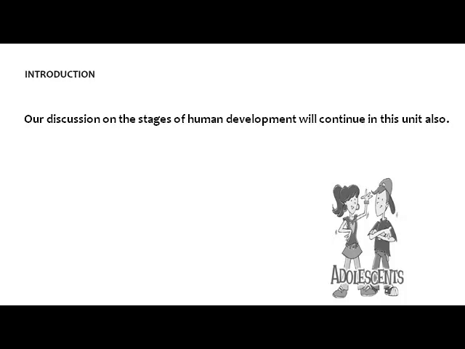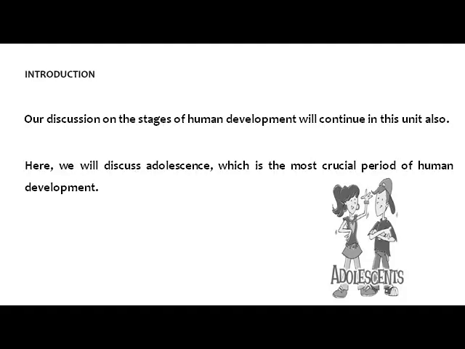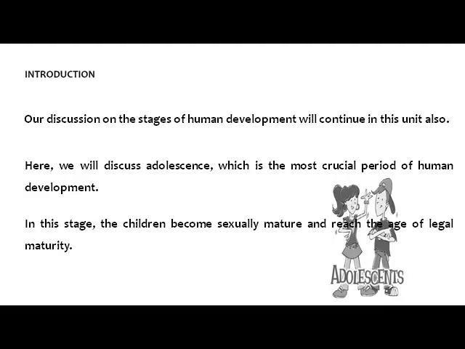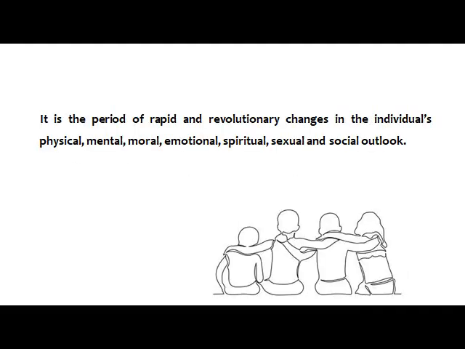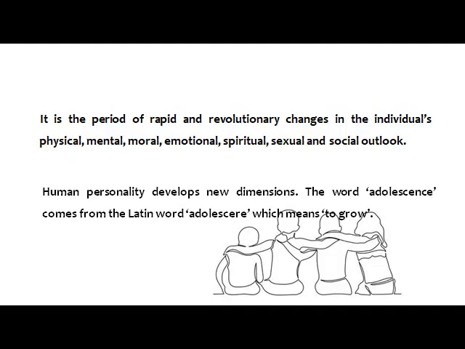Our discussion on the stages of human development will continue in this unit also. Here, we will discuss adolescence, which is the most crucial period of human development. In this stage, the children become sexually mature and reach the age of legal maturity. It is the period of rapid and revolutionary changes in the individual's physical, mental, moral, emotional, spiritual, sexual and social outlook. Human personality develops new dimensions.